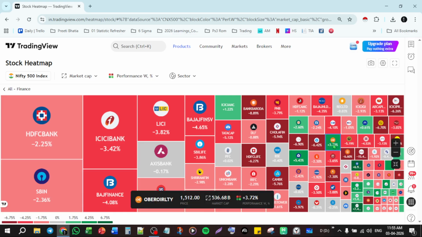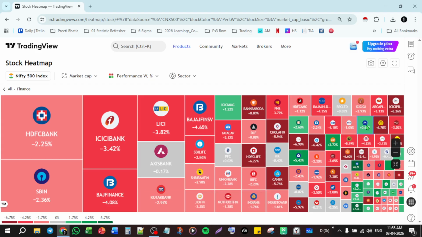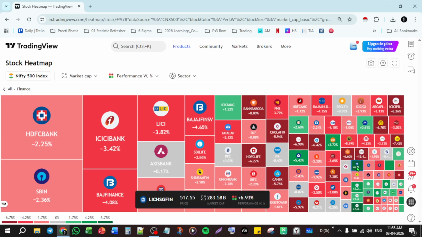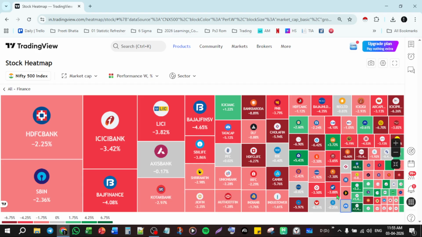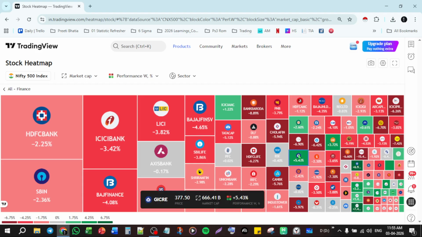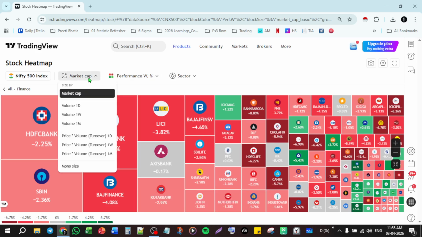GICRE, Auto Royal Event, IOB, LIC Housing Finance, Anand Rathi. Right? Because I've selected market cap, HDFC is again first.